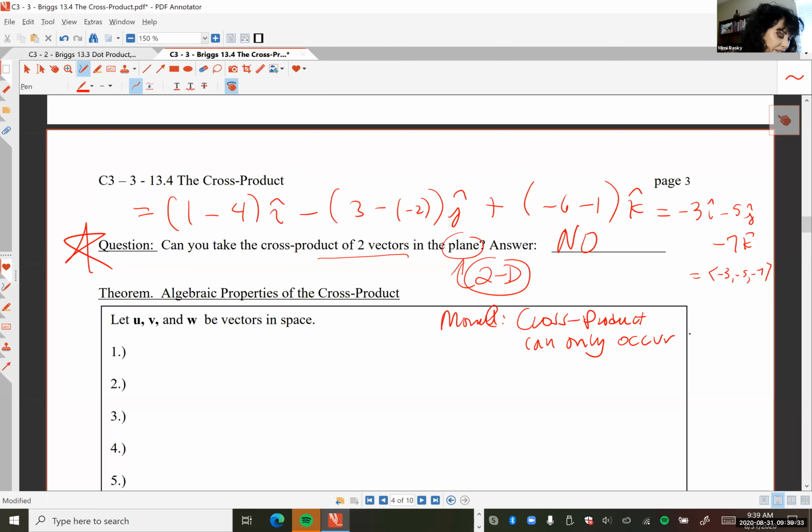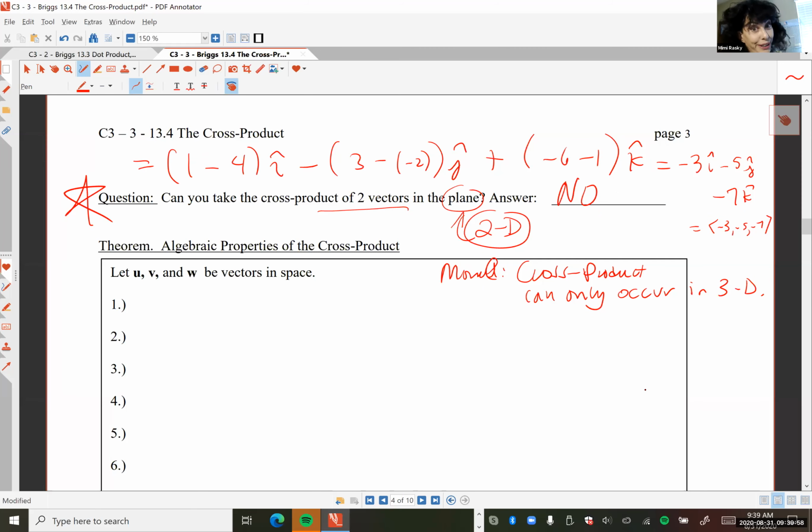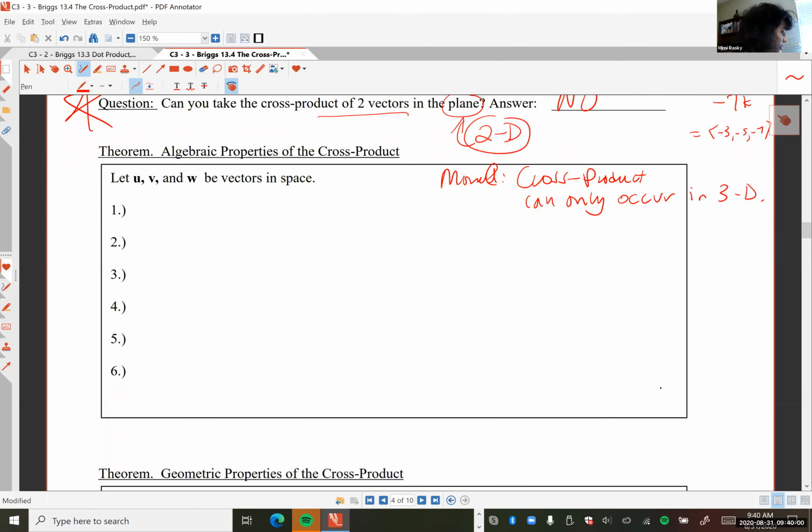It's meaningless everywhere else. Now, if you have 2 vectors in the plane and you want to pick them up and embed them in a 3D coordinate system so that their z component is 0 and make them 3D vectors and then take their cross product, that's legit. But you're changing those vectors into 3D vectors before you're taking their cross product. That's important. Okay, let's do some algebra properties of cross product.